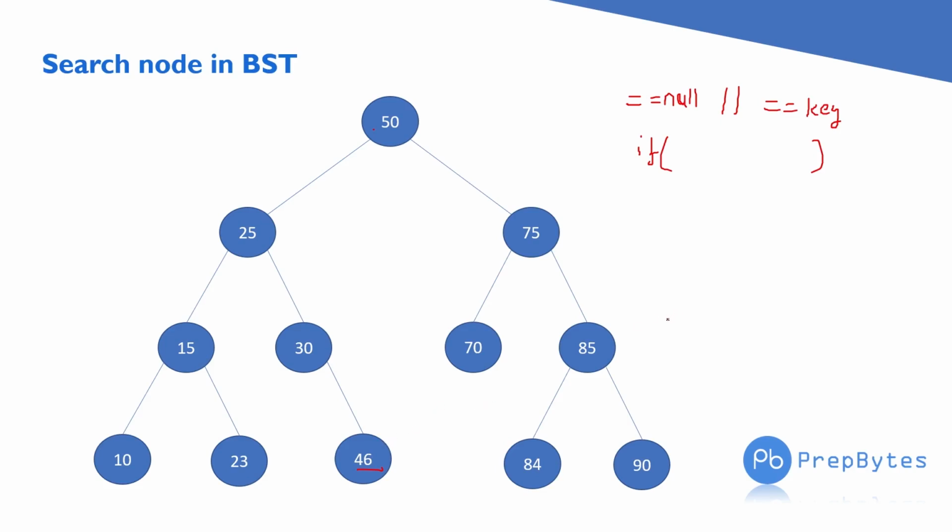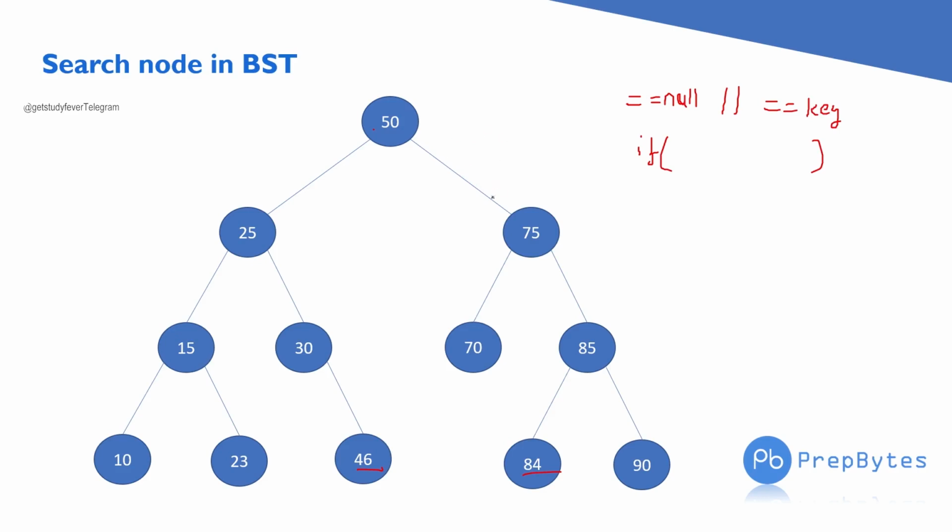Okay, now you know how to search 46. Now just think how you will search 84. Give it some minutes and think how you will search 84. You will search 50. Is it null? No. Is it equal to 84? No. Is 84 greater? Yes. Since it is greater, where will we go? We will go to the right side.